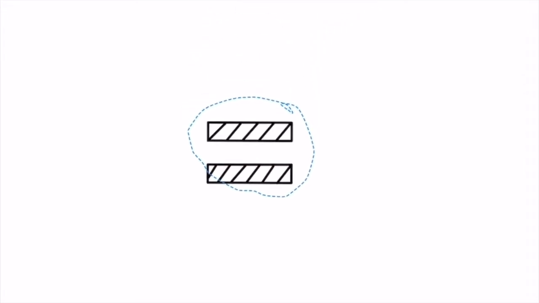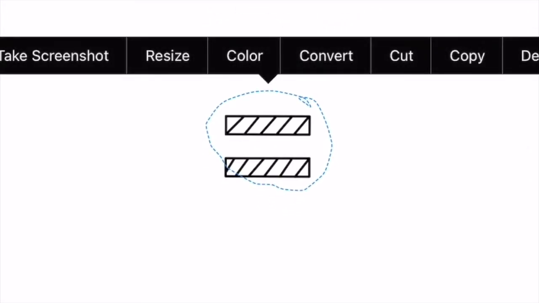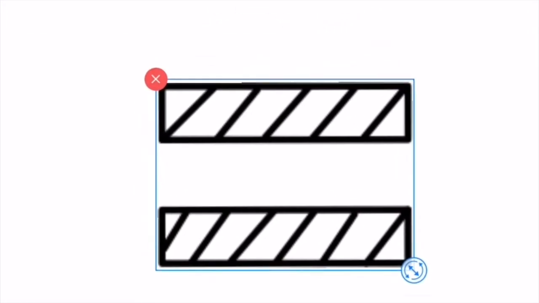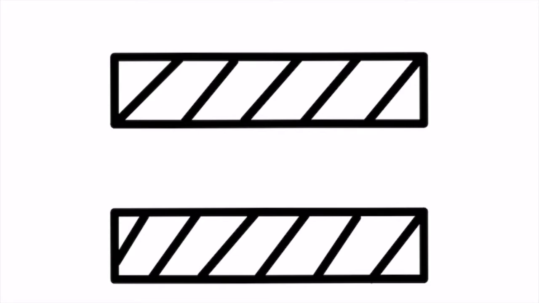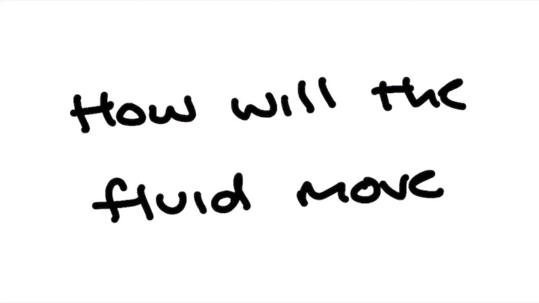Let us look at an example where shear stress and shear strain affect how a fluid will flow. Let's say we have a fluid sandwiched between two large plates. The plate on top remains stationary while the bottom plate moves with some velocity v. How will the fluid move?